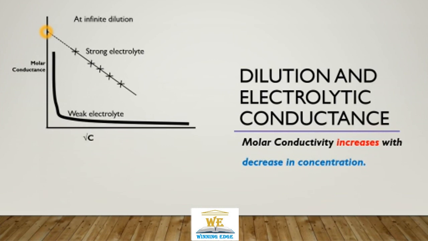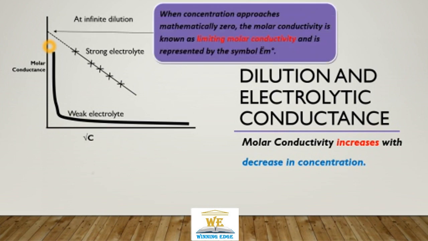Same thing for weak electrolytes. There is not much significant enhancement in their molar conductance at low concentration, but at very low concentrations, when we go down further, there is an asymptotic increase in the molar conductivity of weak electrolytes. When concentration approaches mathematically zero, the molar conductivity is known as limiting molar conductivity and represented by the symbol Λm0. This is the symbol for limiting molar conductivity.